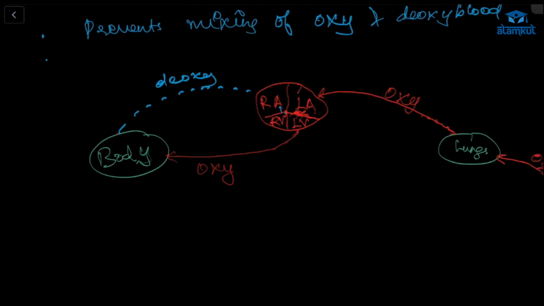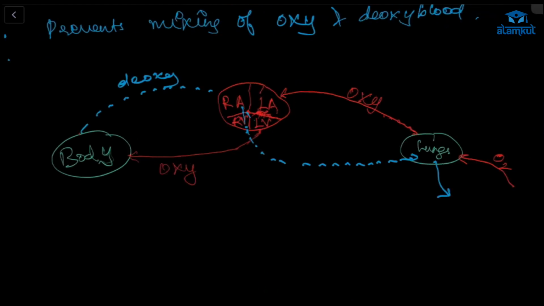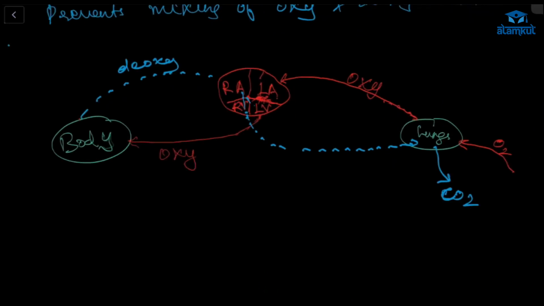After the right atrium, it will go to the right ventricle, and after that, it will go to the lungs, and it will get out of the body. So this is also double circulation.